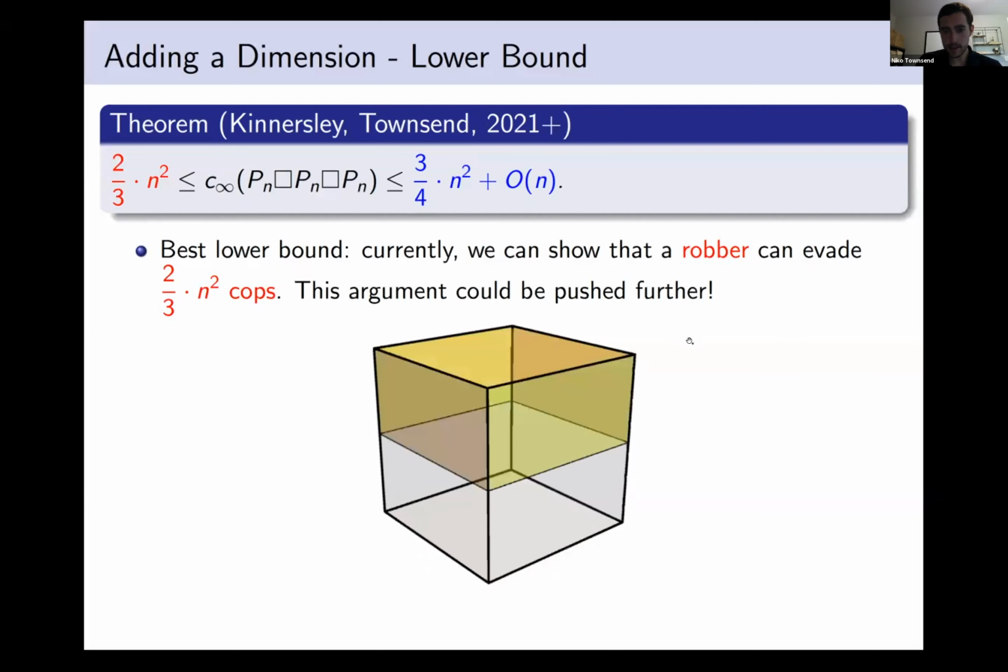But the idea is that the robber is going to cut the graph up into halves and then quadrants and then finally octants and choose the octant that has the fewest number of cops. And after the cops move, he's going to find a safe vertex here. After the cops move, he's going to be able to find, again, an empty row. And from there, he will be able to get pretty much anywhere. Okay, so the infinite speed cop number of the cube is between now 2/3 n squared and 3/4 n squared.